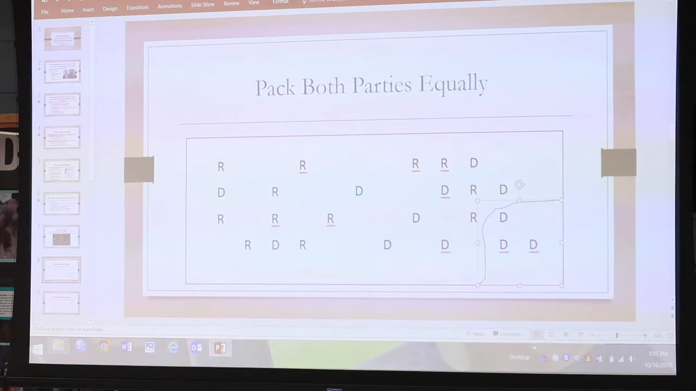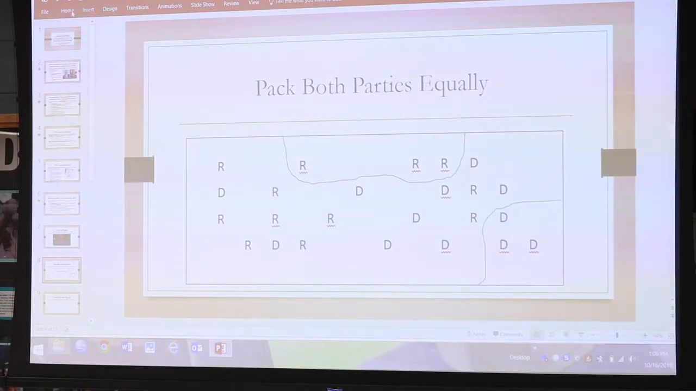But go ahead, pick three Republican letters and try and pack them all into the same district as I'm doing here with these three Republicans. So there I have a packed Democrat and a packed Republican district. Okay, now let's go back again.